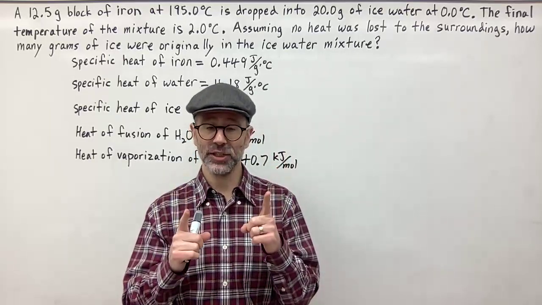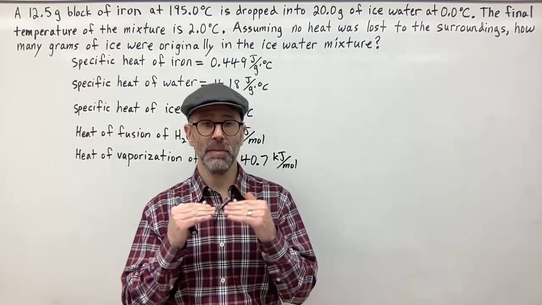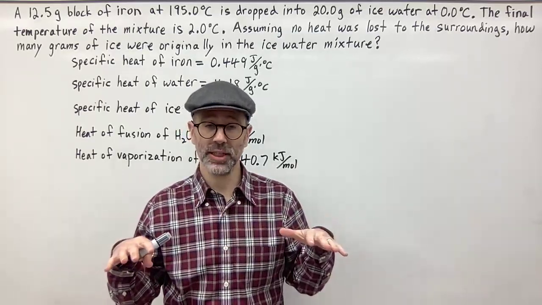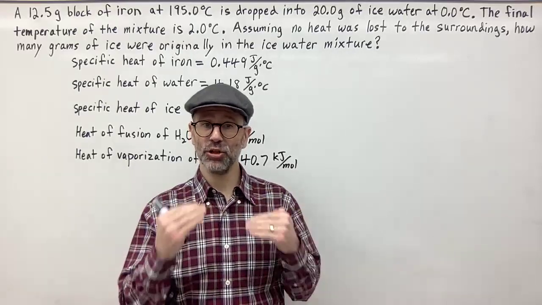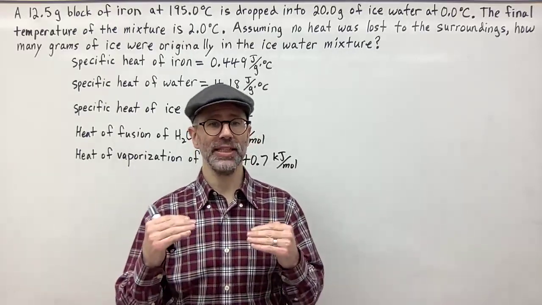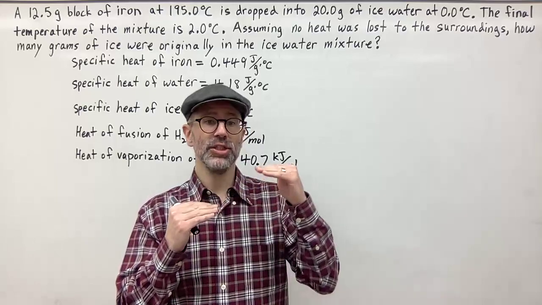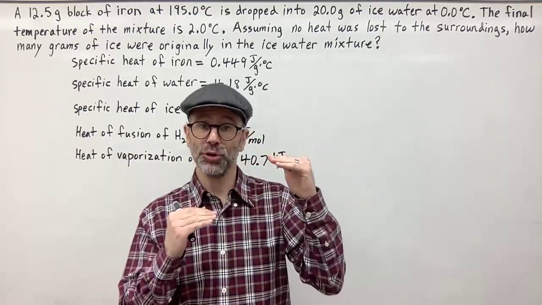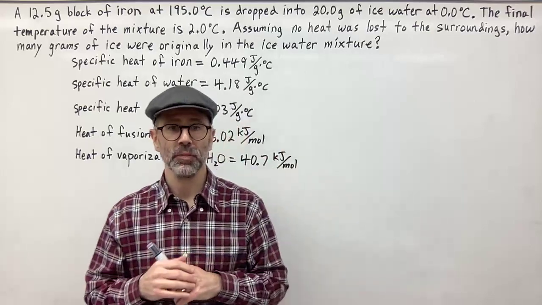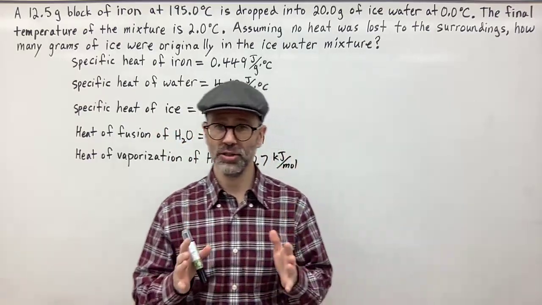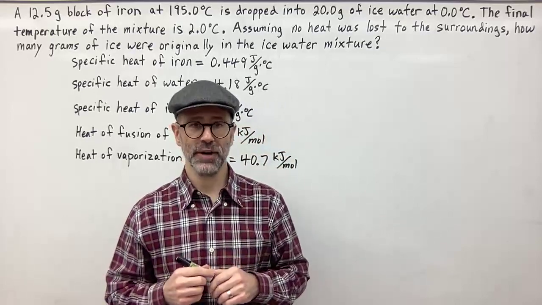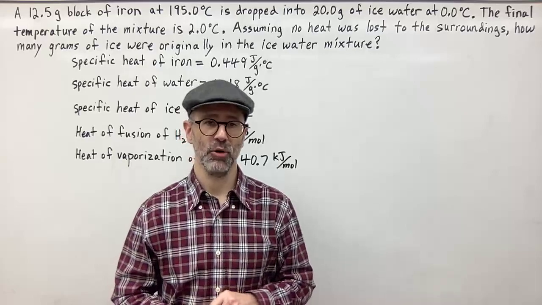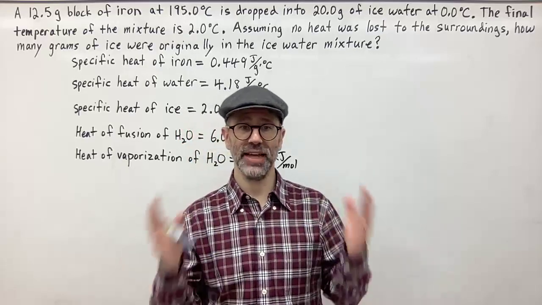So that indicates right away, if your temperature is above zero, then all of the ice had melted, and any additional heat that was left after melting the ice increased the rest of the mixture up 2 degrees. So that's important to keep in mind. Assuming no heat was lost to the surroundings, how many grams of ice were originally in the ice water mixture? Okay, that's the question, that's the problem.